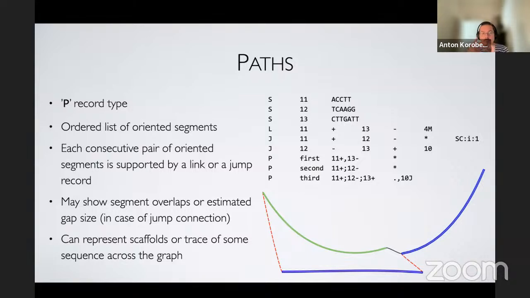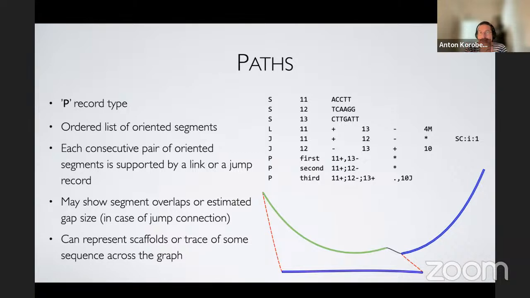If there is a comma separating the names of segments, that means they might be supported by a direct link, so direct genome adjacency, like in the case of the first path, and for everything else, a semicolon represents a jump. We can optionally distinguish between them: if we have both a link and a jump between two different nodes, we can represent two different paths unambiguously. So essentially it can represent scaffolds or the trace of some sequence across the graph.